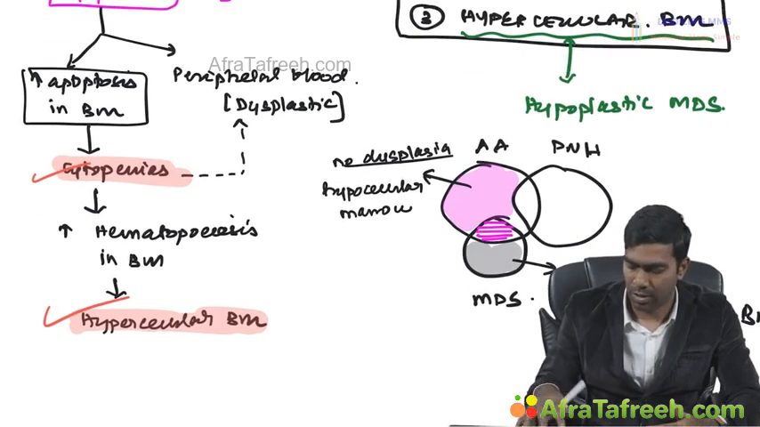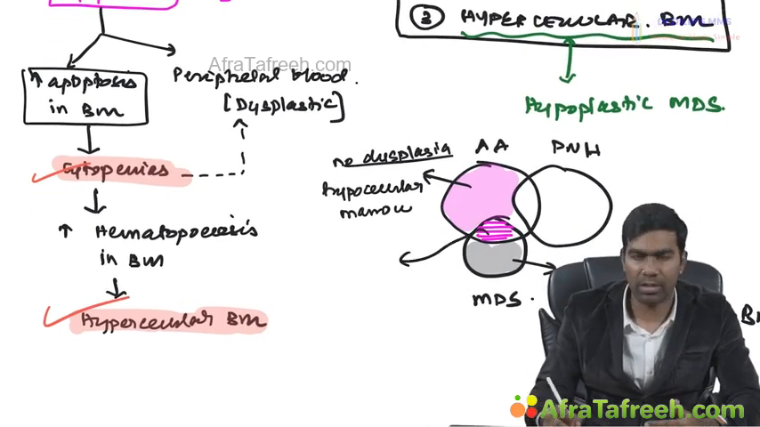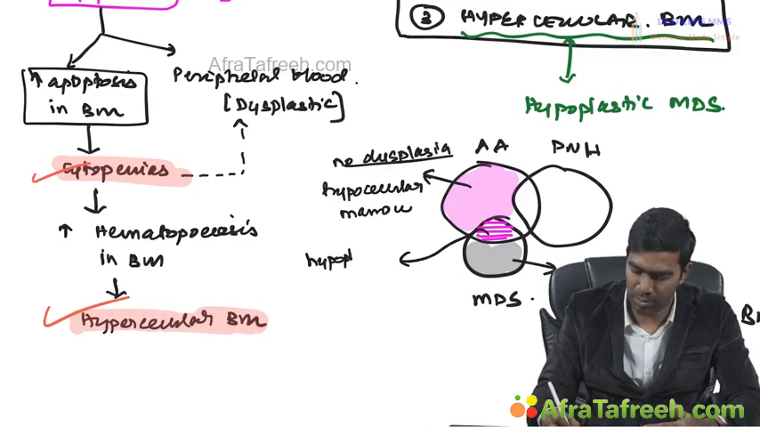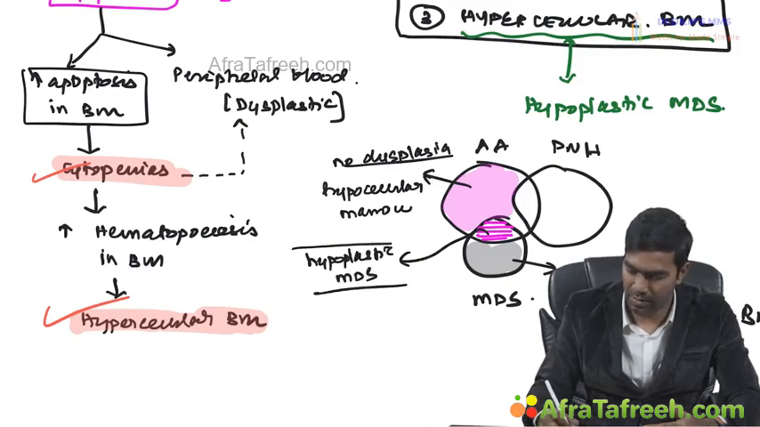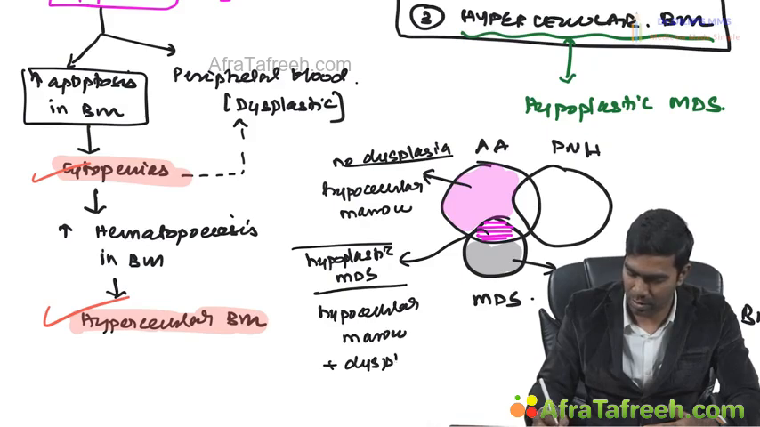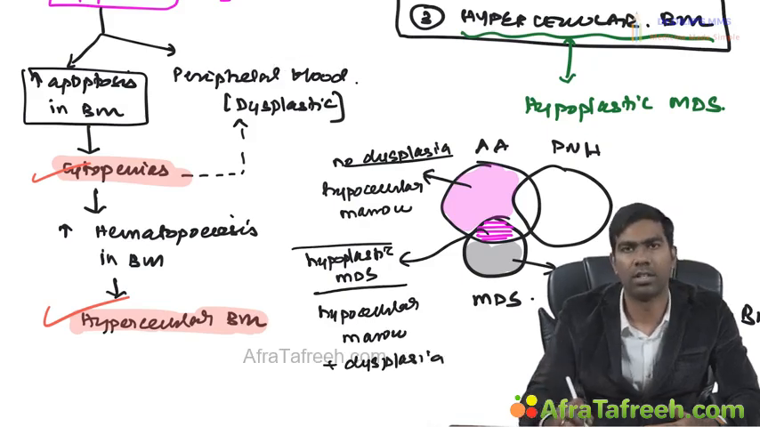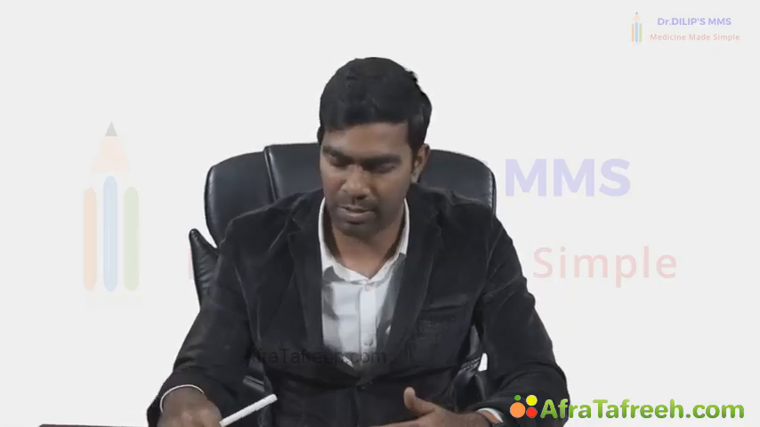Clear? But this overlap, that is hypoplastic MDS, this is what we refer to as hypoplastic MDS, where the patient will have a hypocellular marrow and a dysplasia of the lineages. That's why it's an overlap, hypoplastic MDS. Similarly, in PNH also the same thing, only in PNH it's completely different. You are going to see something very different.